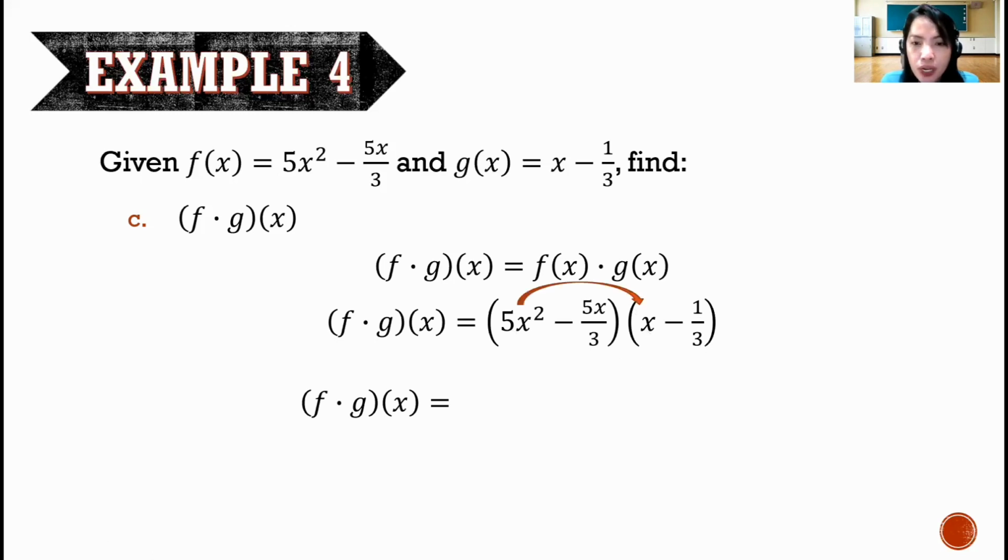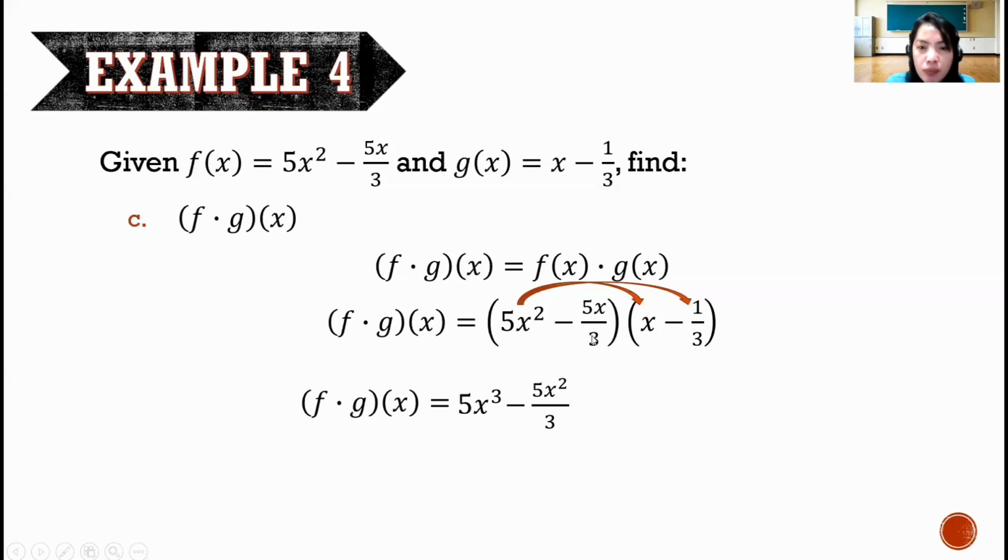So first, 5x squared times x, that is 5x cubed. 5x squared times negative 1/3. So all you have to do is to multiply these two and take note na ang denominator ng 5x squared ay 1. So numerator times numerator, denominator times denominator. Since ang denominator ng 5x squared ay 1, so 5x squared na muna times negative 1/3, that is negative 5x squared. And then 1 dito ang denominator ni 5x squared, so 1 times 3, here we have 3.